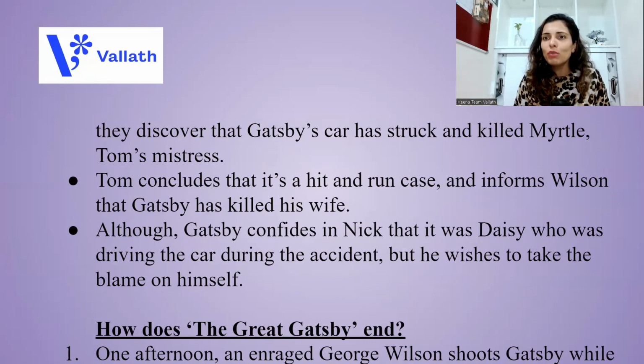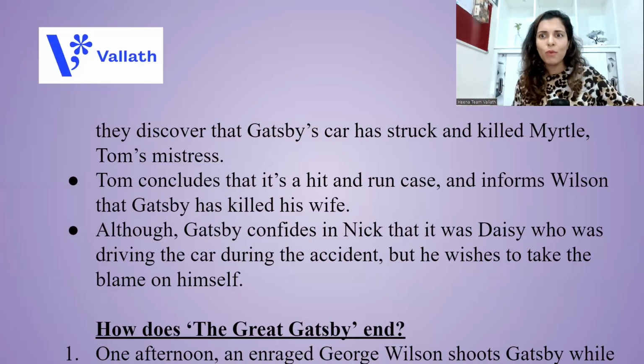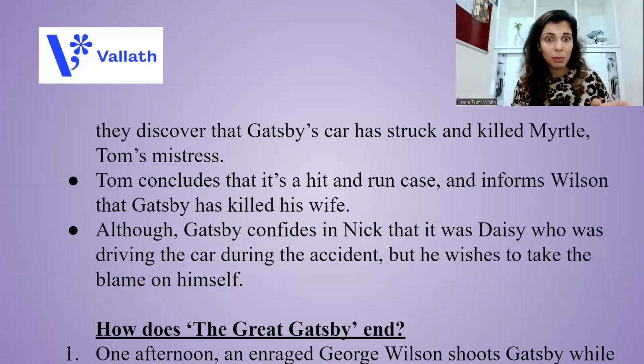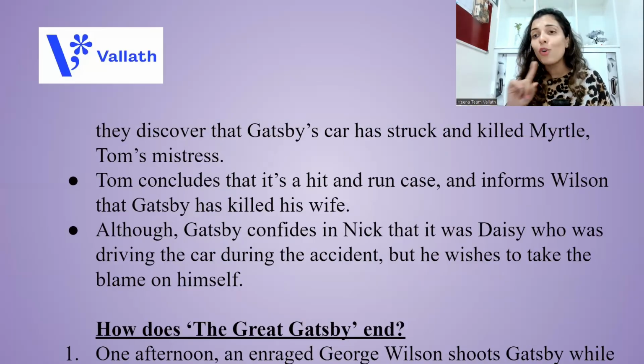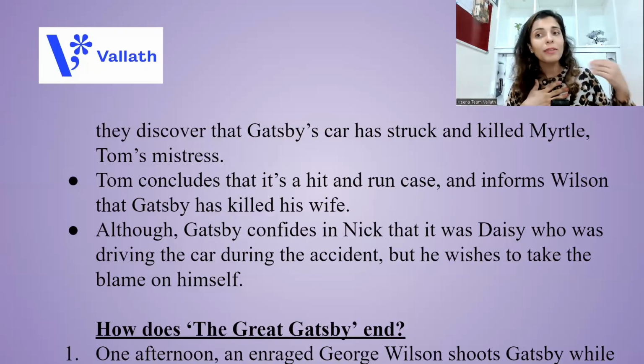After this, Tom concludes that it is a hit-and-run case. Gatsby has killed Myrtle and run away without helping her, because of which Tom informs Wilson, Myrtle's husband, about this crime, that Gatsby has killed his wife. Although this is not the reality. No. Later, Gatsby confides in Nick that it was not him, but it was Daisy who was driving the car during the accident. But the Great Gatsby says that you will tell nobody, Nick, that it was Daisy who killed Myrtle. I want to take this blame on myself. I don't want this blame to come on Daisy.